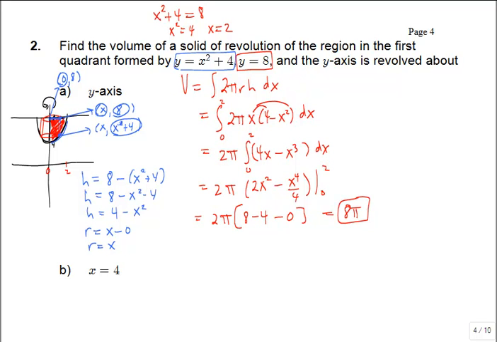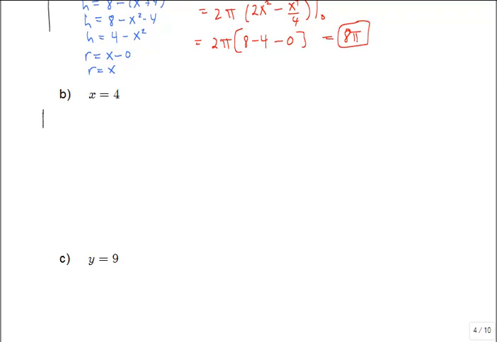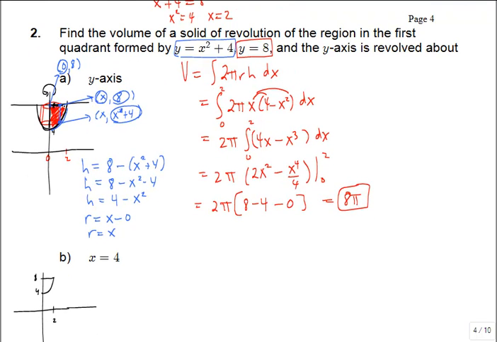Okay, now we're going to take that same region and we're going to rotate it around the vertical line x equals 4. So let's draw our initial region. Here's our parabola and our line y equals 8. And we want to rotate this around the line x equals 4. Remember, this goes out to 2 based on our intersection point up here. So 4 is going to be some distance away from that. So when I rotate this, the mirror image on the other side would look kind of like that.